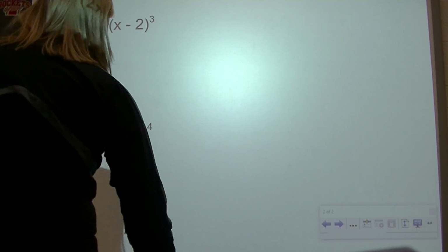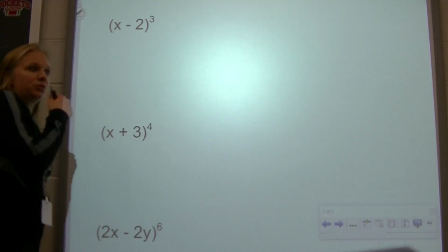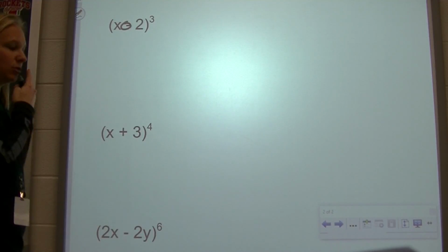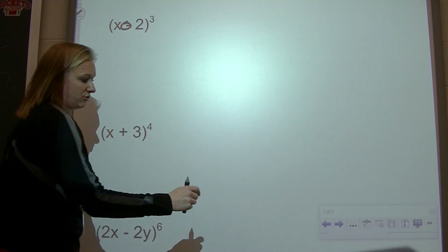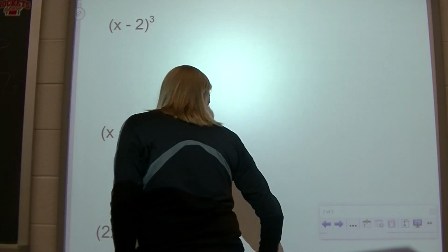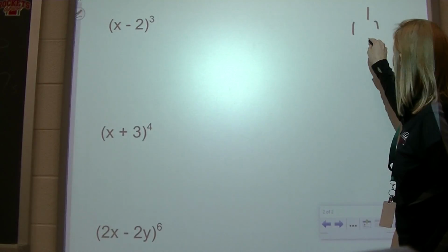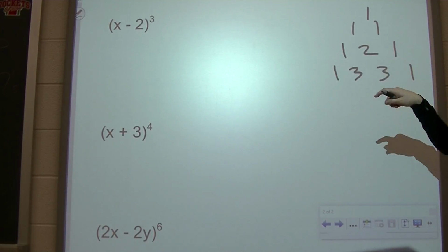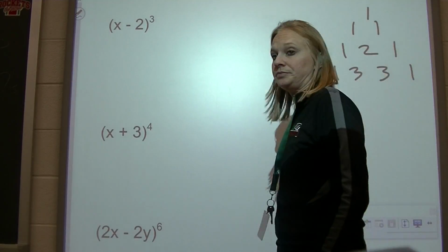All right, so using it here, it's a little bit more complicated for two reasons. One, we have a minus sign, so that changes things up a little bit. And also, we have a number. We don't have just a variable. We still have to use Pascal's triangle. So we're going to be 1, 1, 1, 1, 2, 1, 1, 3, 3, 1. This will be my exponent of 3. So I'm going to use this row here.